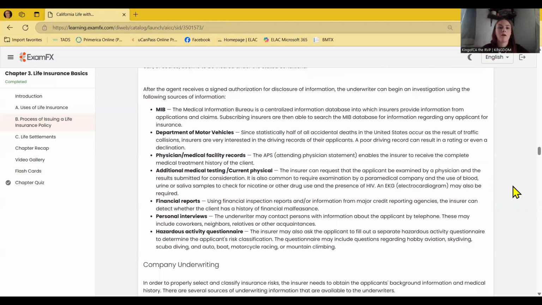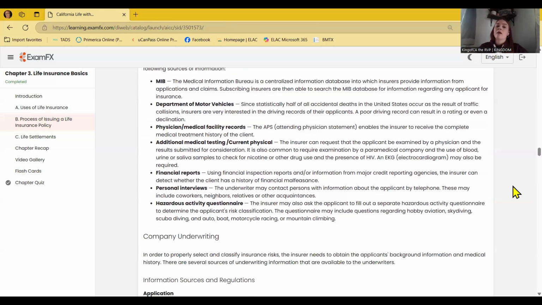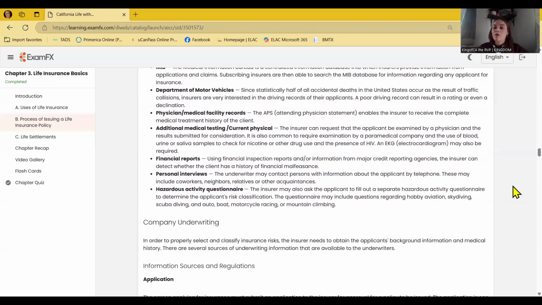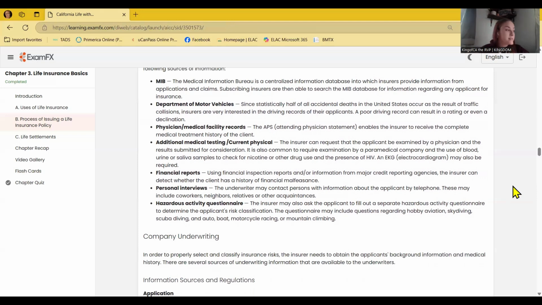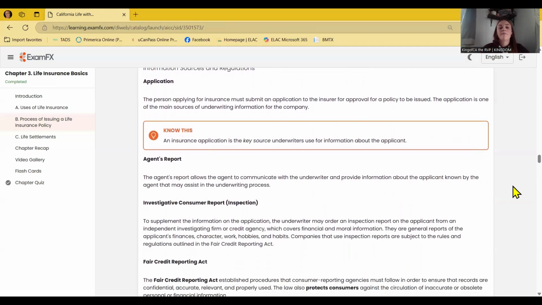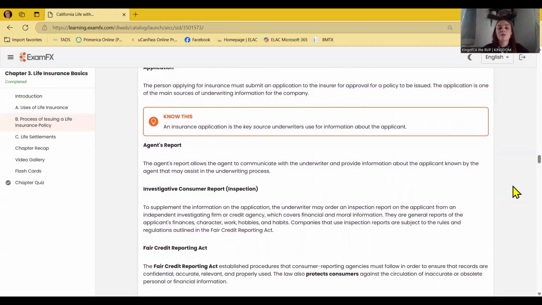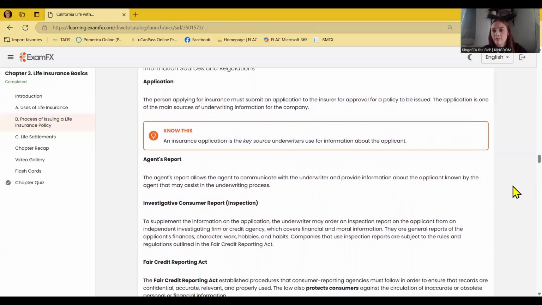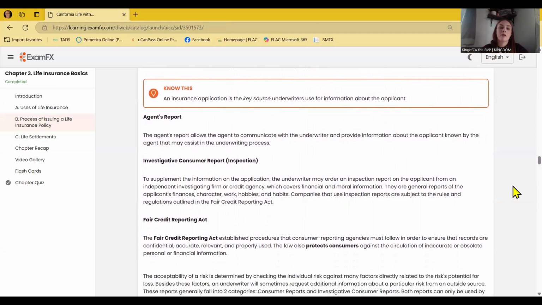All right. So we're going to be going over how the underwriters get all of our information. How do they know all of this stuff? There's a lot of different ways that they can look into us. So the first one, like I said, first and foremost, they are going to be using that application. That is going to be the basic source of information for the underwriters and for the company.